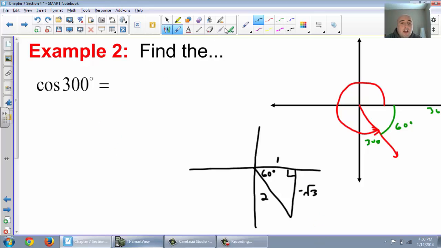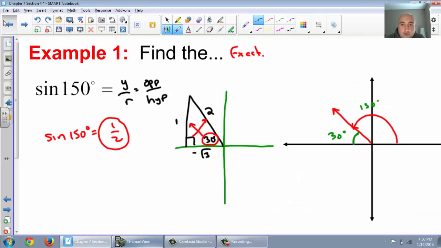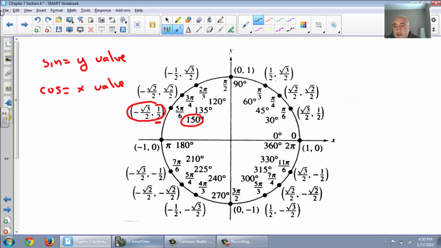Okay, now all we have to figure out now is we are finding cosine. Cosine is x over r or adjacent over hypotenuse. Okay, so if this is my important angle, 1 is my adjacent and my hypotenuse is 2. So the cosine of 300 should be 1/2. Okay, let's go to our unit circle. Find 300.